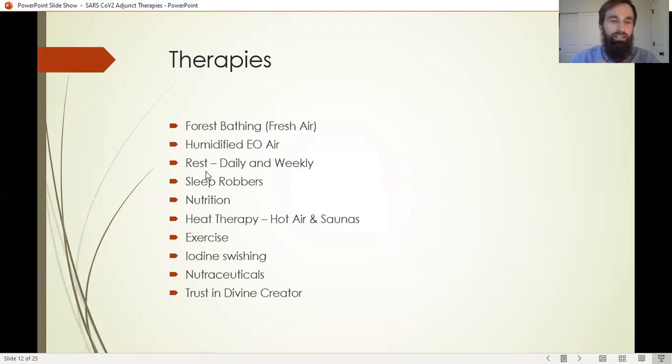We're going to look at rest and how that impacts your immune system. We're going to look at daily rest, getting enough sleep. We're going to look at weekly rest. We're also going to look at sleep robbers, some of the biggest things that will take away your immune system function by taking away your sleep. We're going to briefly touch on nutrition. We're going to spend some time on heat therapy. We're going to look at hot air and saunas.